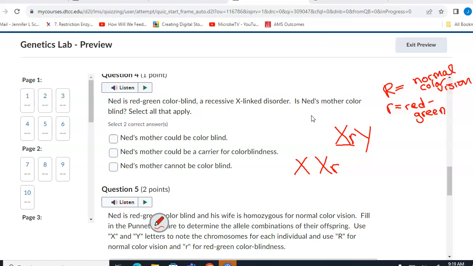So this other allele here, on this other X chromosome, we don't know what that could be. It could be that she has a capital R. So we could say that Ned's mother is a carrier. Or it could be that she has a lowercase r and she's colorblind. So we've got a couple of options there for that one.